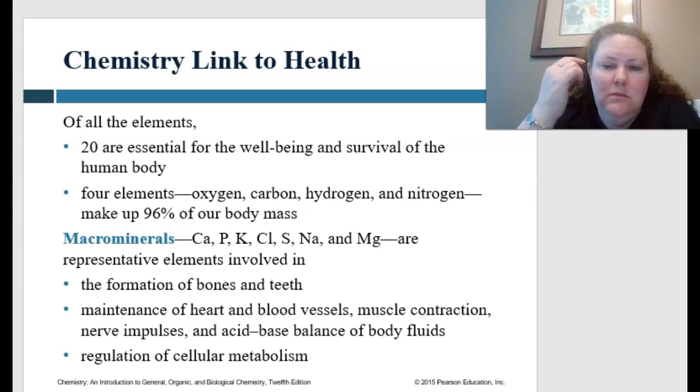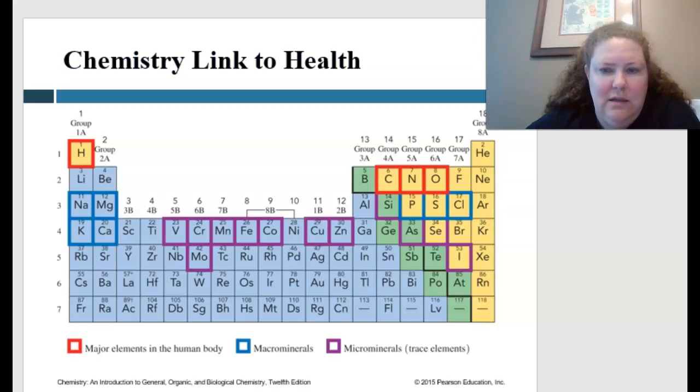Macro minerals are representative elements, and they're utilized and important for formation of bones and teeth, maintenance of our heart and blood vessels, muscle contractions, right? Sodium, potassium, the ATP pump you hear about, calcium, chlorine, right? Phosphorus, phosphate, right? Magnesium. So these are all going to be very important in muscle contractions, nerve impulses, and acid-base balance of the body fluids, as well as regulation of cellular metabolism. And when we look at them, these are the major elements that are in the human body. Okay, they're in red. Okay, so fun little health check.